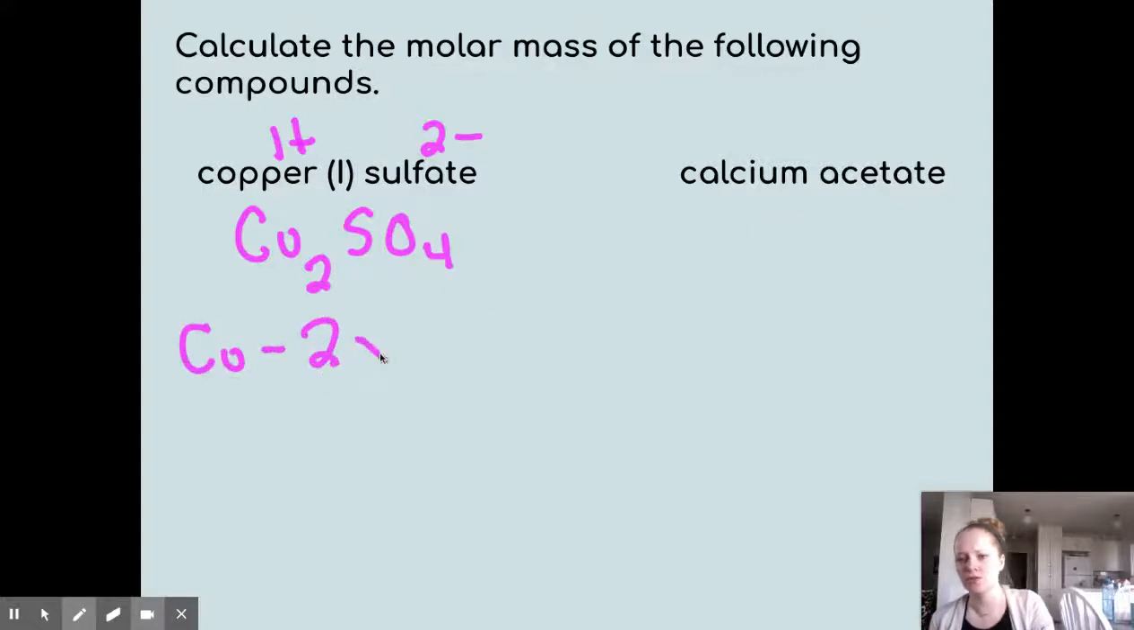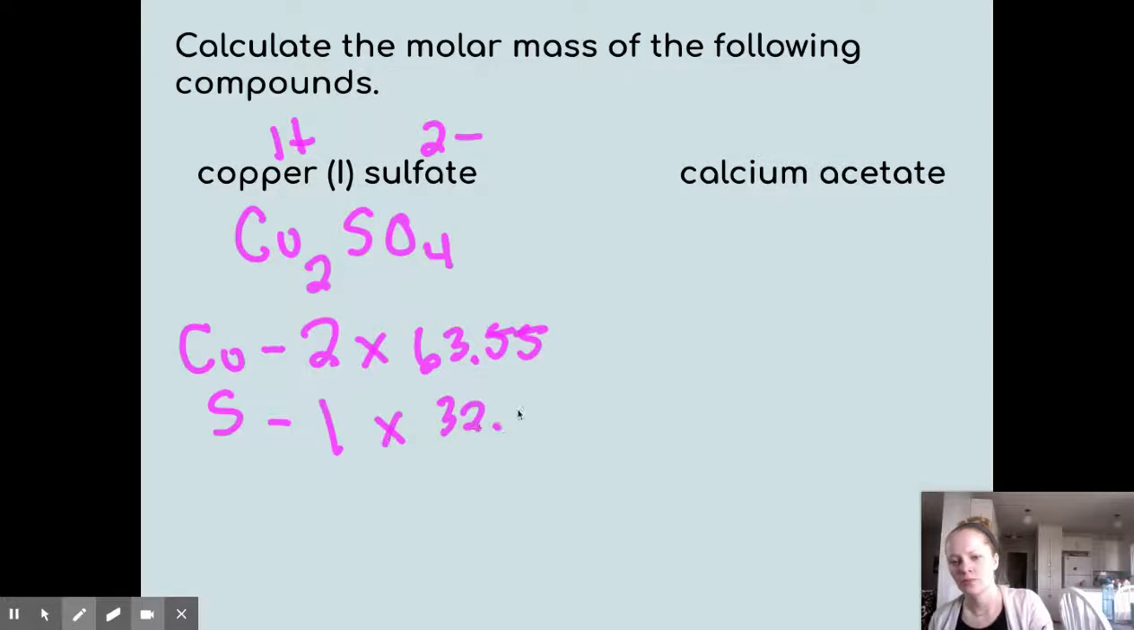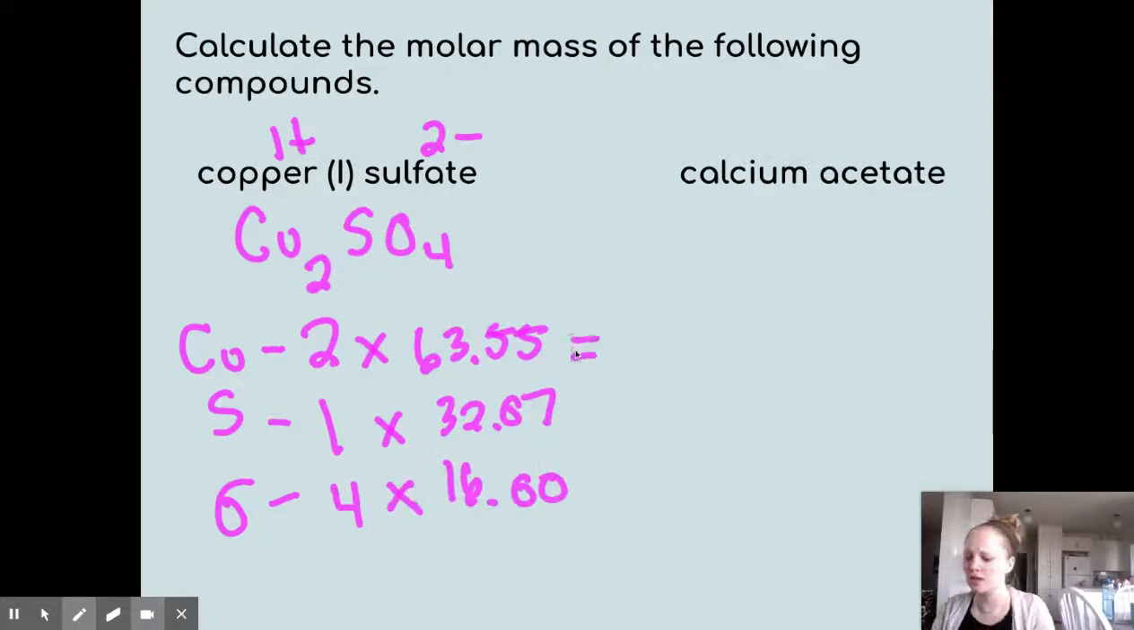So 2 copper is 63.55, and sulfur should be 32.07. There's only 1 of them there. And oxygen is 4 of them times 16.00. Okay, I'm going to do my multiplying, and I should get copper being 127.10.